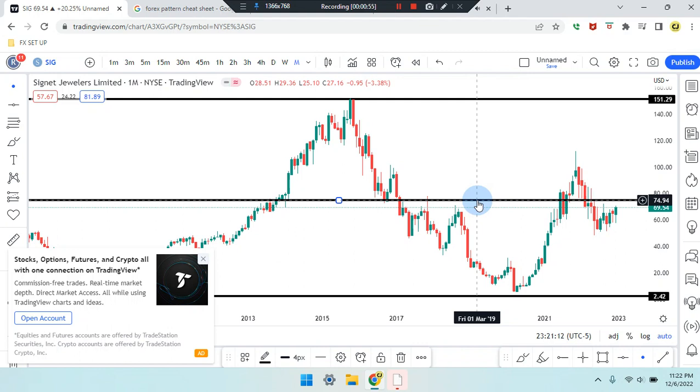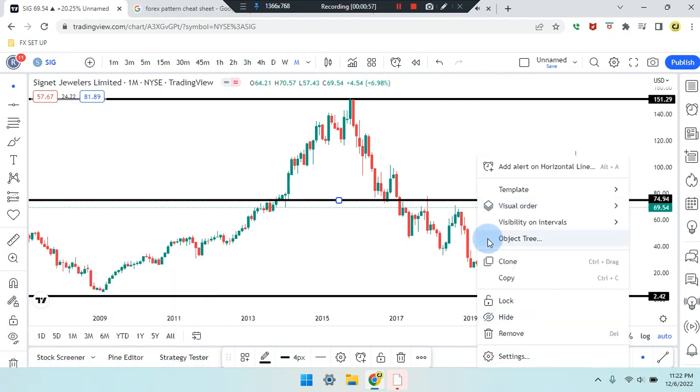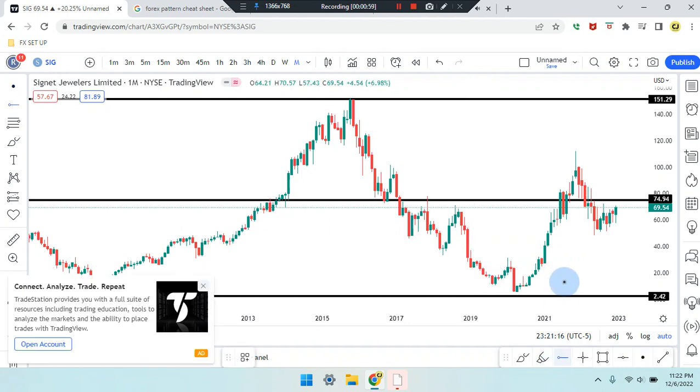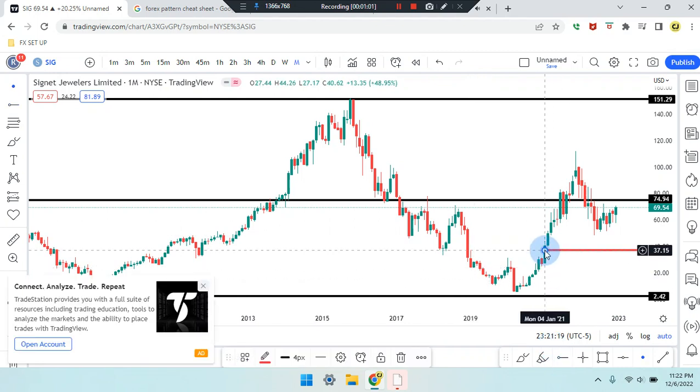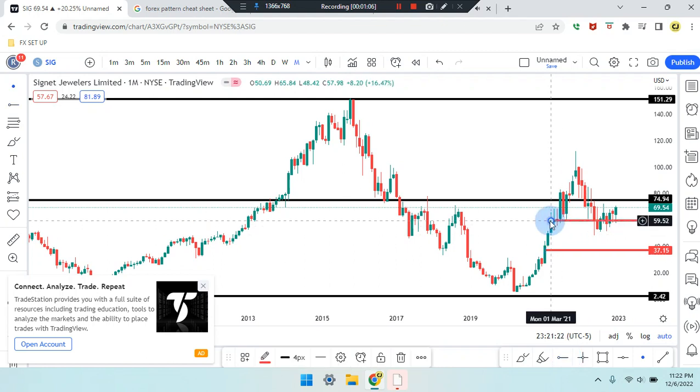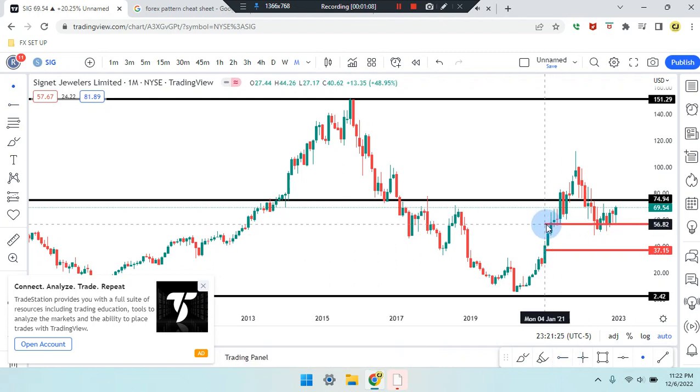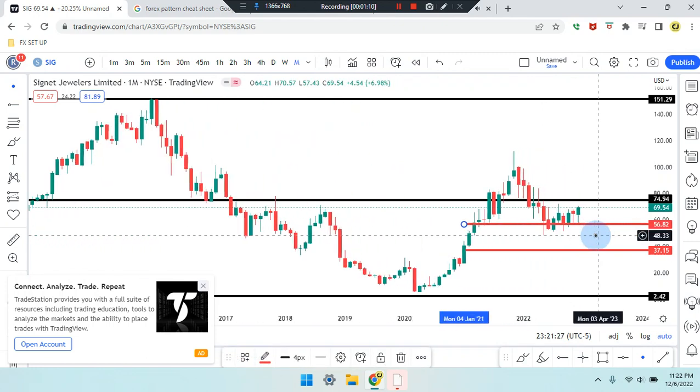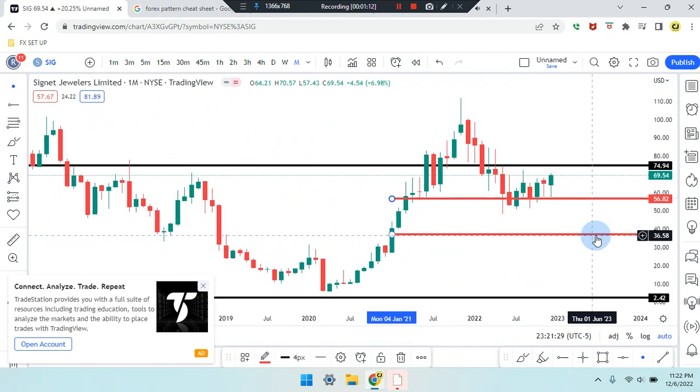Midpoint. Also adding second level lows and third level lows. So let's zoom in the price to see what's going on.